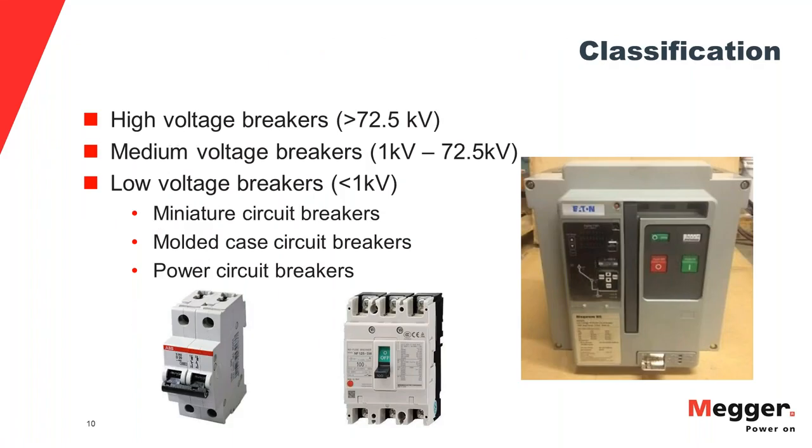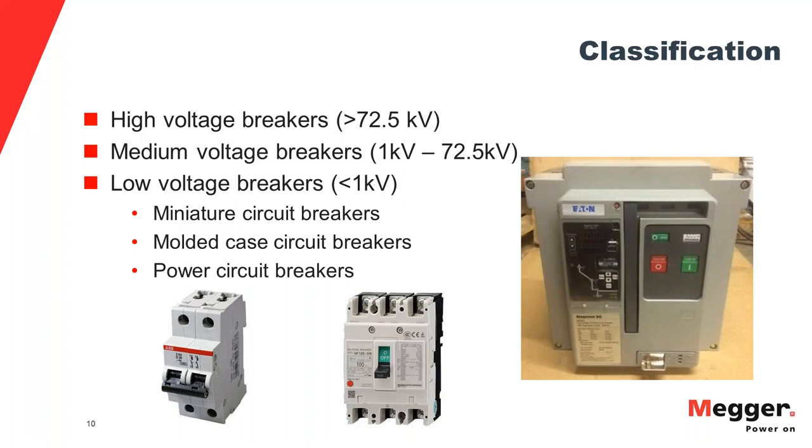On the basis of voltage rating, they are classified into three types broadly. There are high voltage breakers, which are rated for voltages greater than 72.5 kV. There are medium voltage breakers, which are rated between 1 kV and 72.5 kV. And then there are low voltage breakers, which are used at voltages less than 1 kV.